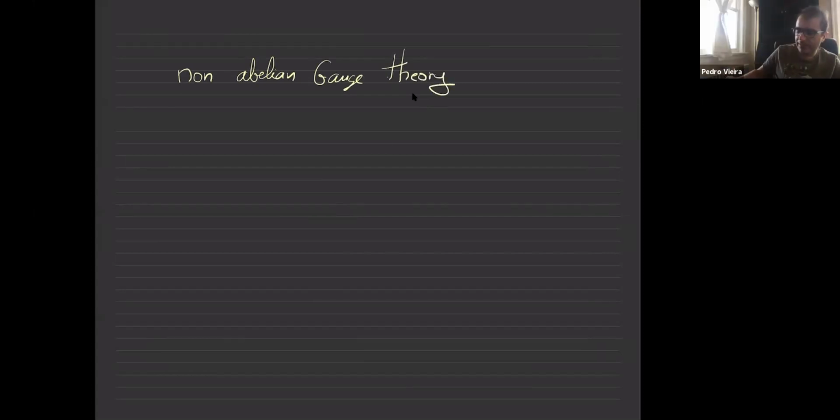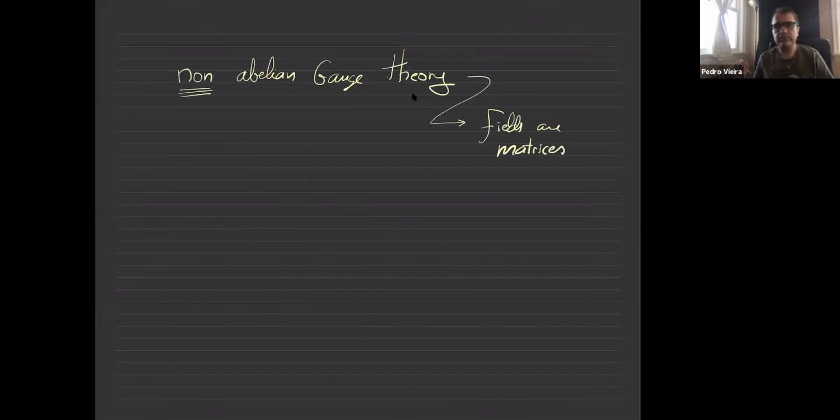When we deal with nonabelian gauge theory, what this nonabelian means is just that the fields don't commute. The fields are matrices, right? Like our fields are matrices, that's why they don't commute. So for example, we could have a field theory example.